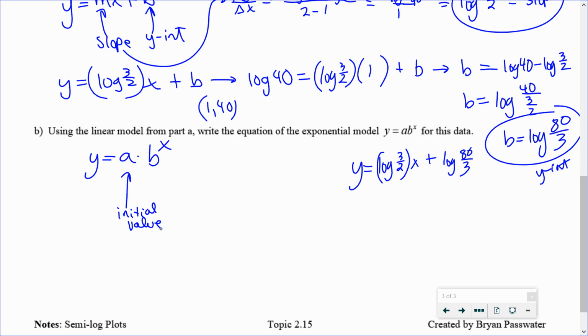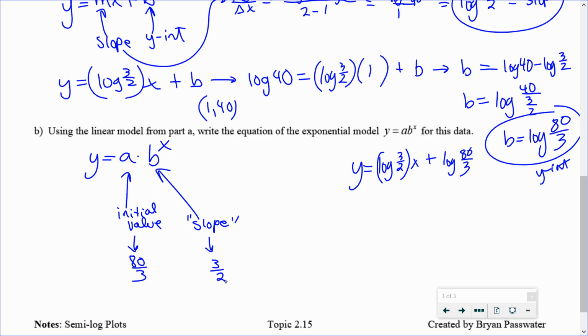So basically what's going to happen is my initial value here, I don't want the log part anymore. I just want the number. I want the log to go away. So that part is going to be the 80 over 3. So I'm trying to get rid of the log. So you take that log off, and that will be your initial value. And this part, that's your slope. That's your rate of change. So your slope over there is log of 3 over 2. So for us, that's going to be 3 over 2.